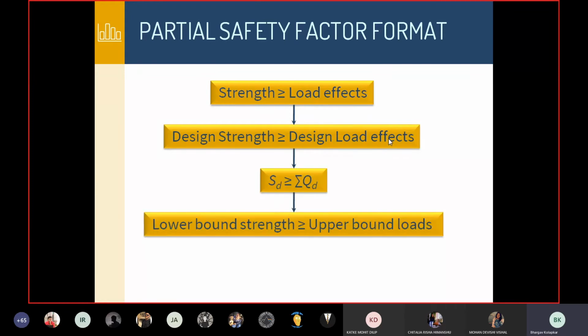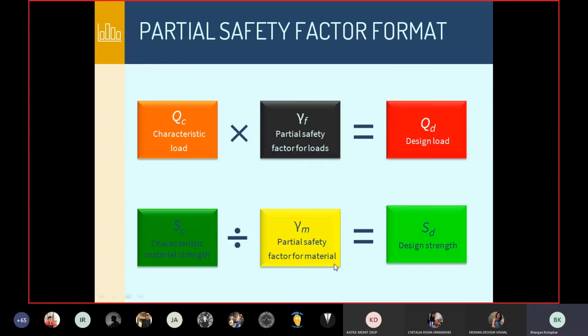For that, you should always underestimate strength, or have the lower bound strength, and you should always overestimate loads, or consider upper bound loads. How do you underestimate? You underestimate by dividing by a factor, and you overestimate the loads by multiplying by a factor. Both these factors are greater than 1, by the way. So characteristic load, multiply it by a partial safety factor, you'll get a design load. Characteristic strength, divide it by a partial safety factor, you will get design strength. And this design strength, or this green block, should always have a higher value than the red block.